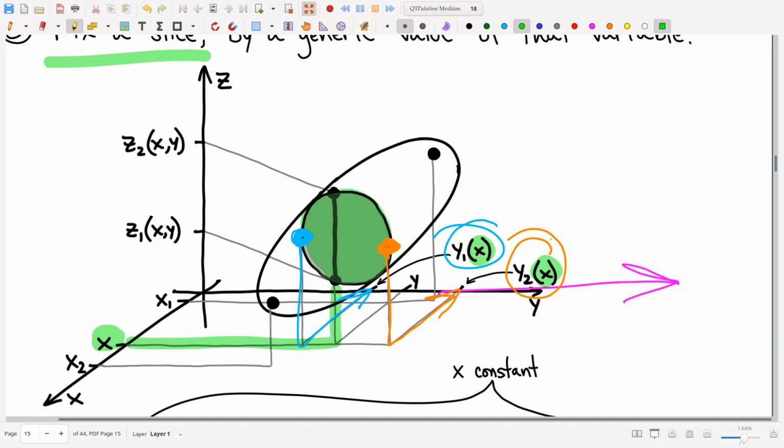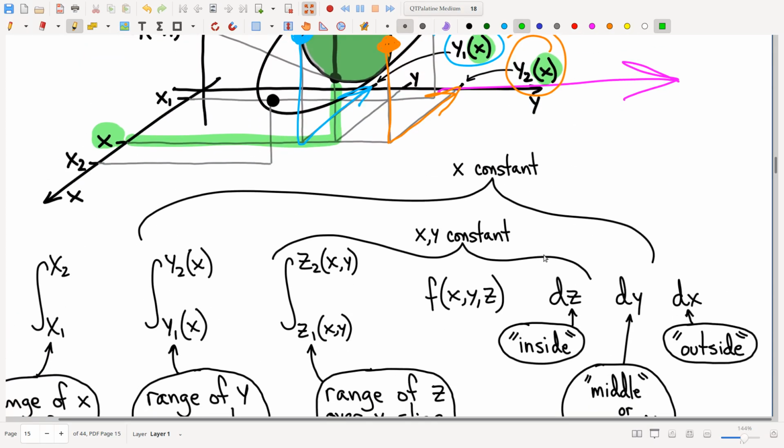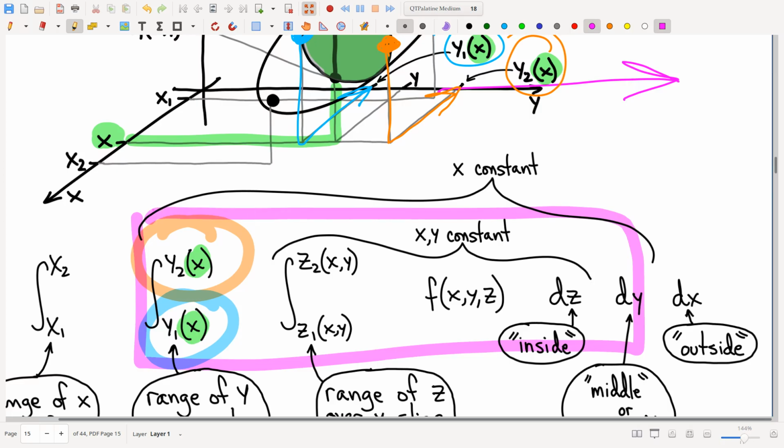Everybody on board? And you can see that in our developed integral here, y1 and y2 are functions of x. This is the integral we're looking at, and they are functions of the outer variable, in this case only x.